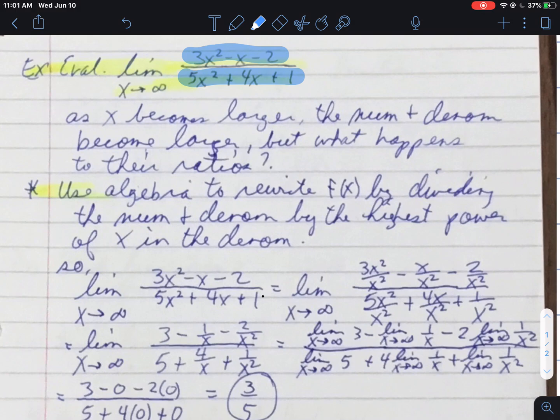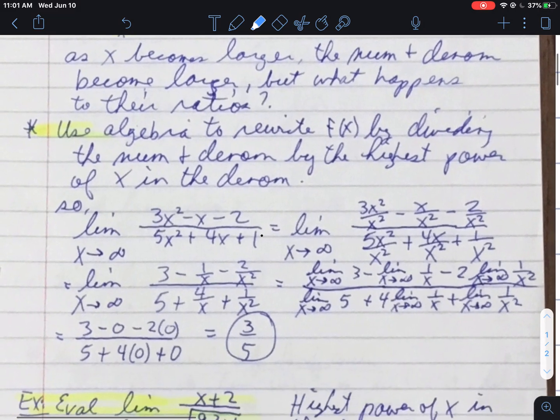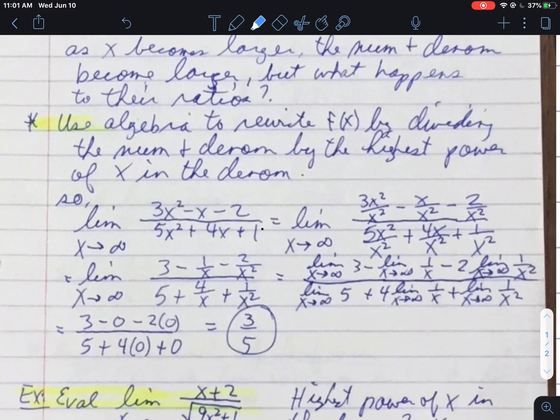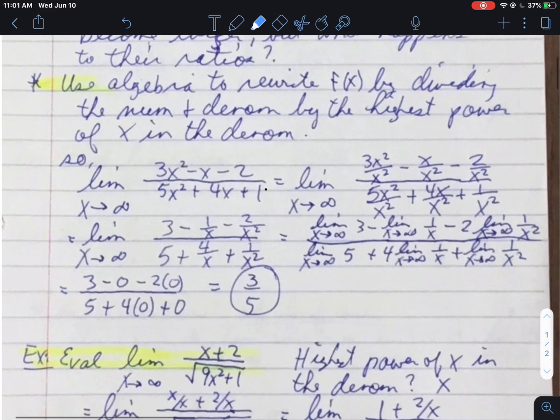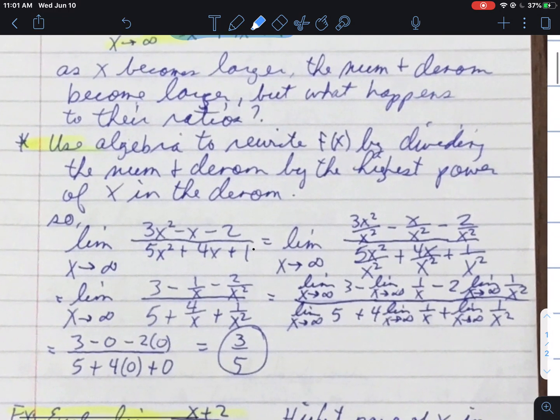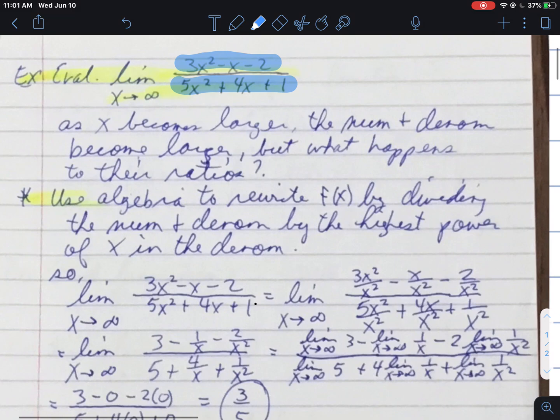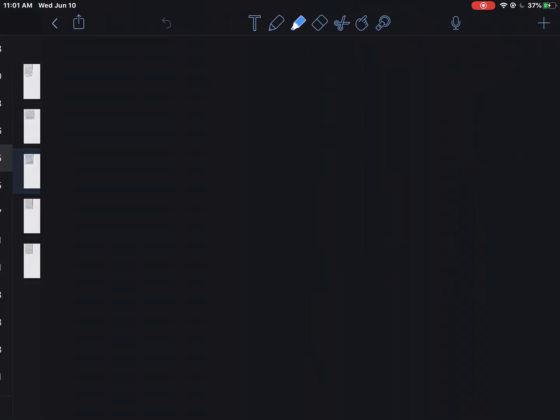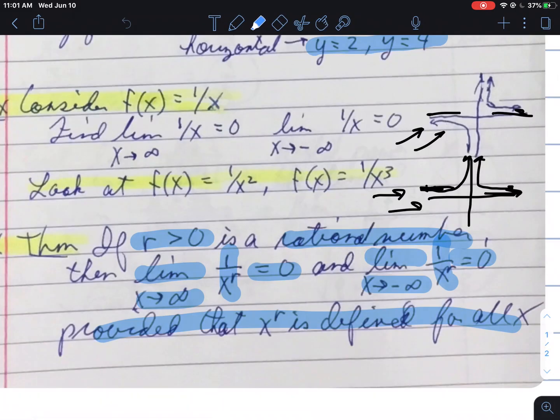So here's a tool that we're going to make use of. We've talked about using some different techniques to rewrite our functions previously to get them into a form that we can actually evaluate the limit. So this is kind of along those lines, and it's going to be setting this fraction up to make use of this theorem that we just talked about. That one that says the limit as x approaches infinity, positive or negative, of 1 over x to a positive power will always equal 0.